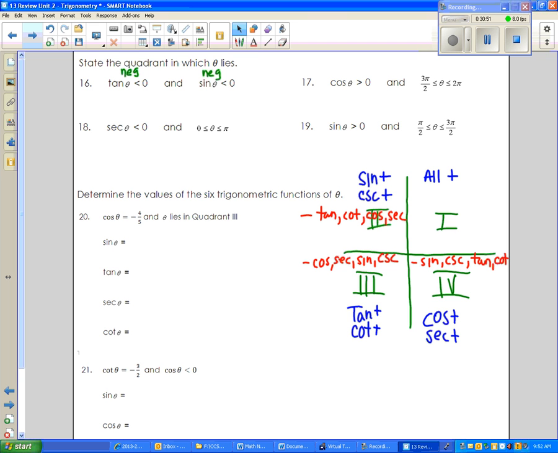So it's important to remember that acronym because it's going to help you when you're trying to identify the quadrants in these problems. So in number 16, it says the tangent is negative. So I'm going to just narrow this down. I'm going to actually draw a little grid here. So the tangent is negative only in quadrants 2 and 4. And then I'm also looking at where the sine is negative. Well, the sine is negative in quadrants 3 and 4. And so where they overlap is quadrant 4.